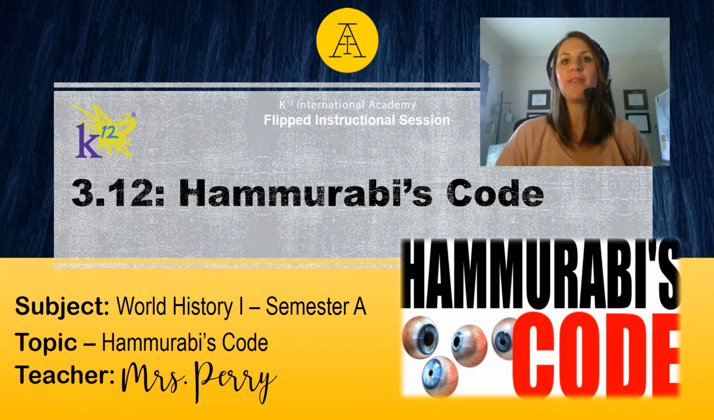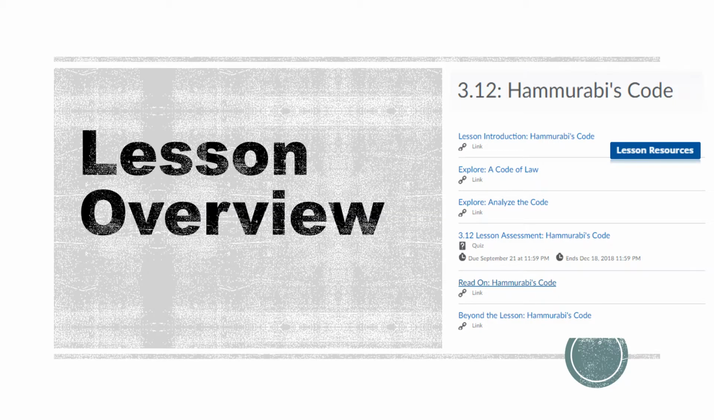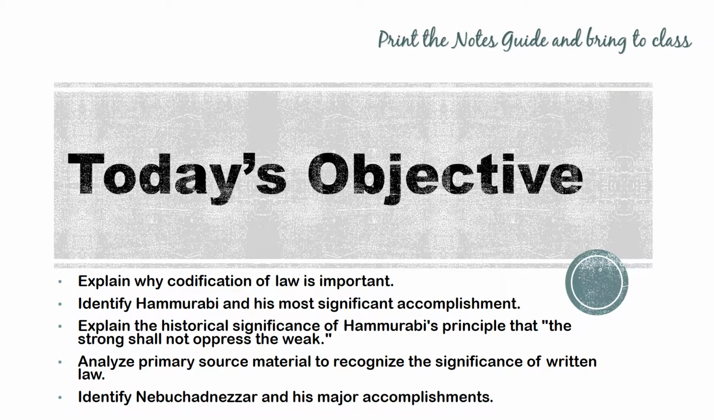And welcome to our flipped instructional session, Unit 3, Lesson 12 on Hammurabi's Code. Here's a quick lesson overview of all of the different sections in this lesson. As you can see, there are quite a few, and so we're going to try to hit on a few of these in this flipped session. Don't forget to print out the notes guide for Unit 3 and for this lesson. Bring that to class.